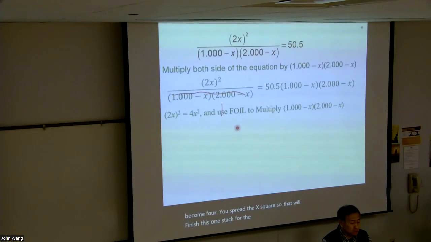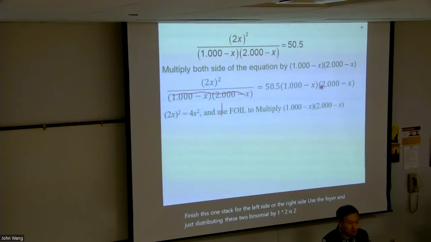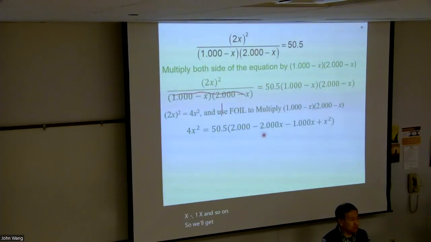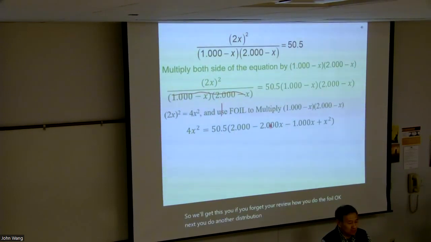For the right side, you use FOIL, and it gives you two binomials, and 1 times 2 is 2, 1 times negative x, negative x, and so on. So we will get 6. If you forget that, we will see it again. Next, you do another distribution. You distribute this one to all the others.